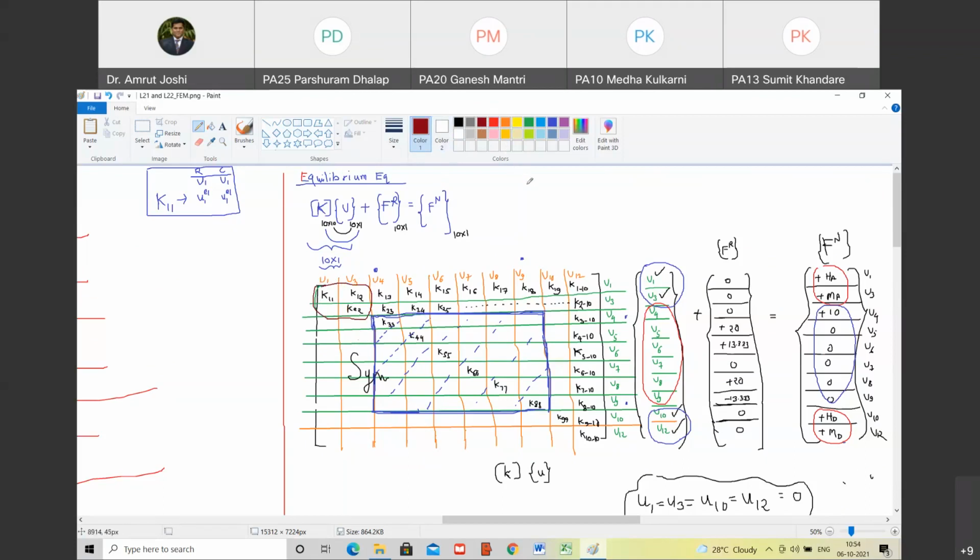Are you with me? Yes, sir. Then U1, U3 on rows and U11, U10 and U12 on columns. So this is another zone. Agreed?